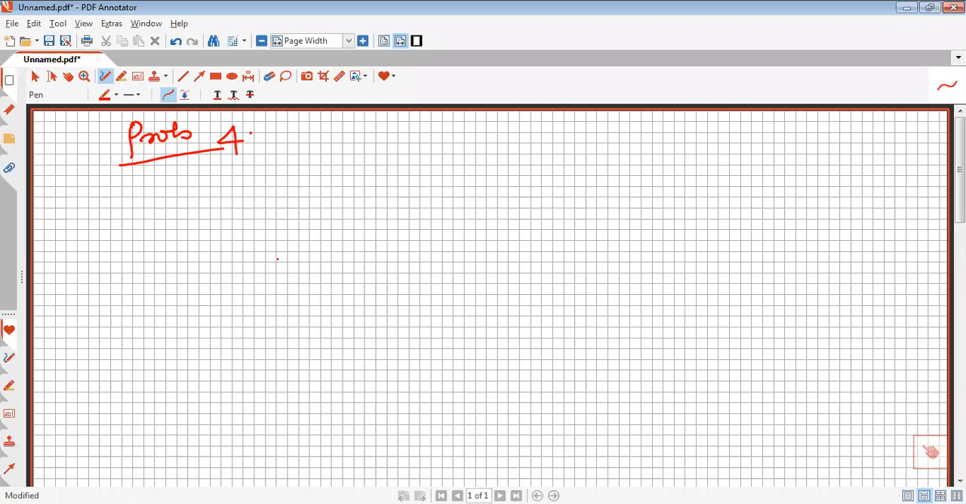Hello everyone. In this video, I am going to discuss some more numerical problems based on waveforms which are not sinusoidal. Here, one problem is given for a sawtooth waveform. The sawtooth waveform is given like this.